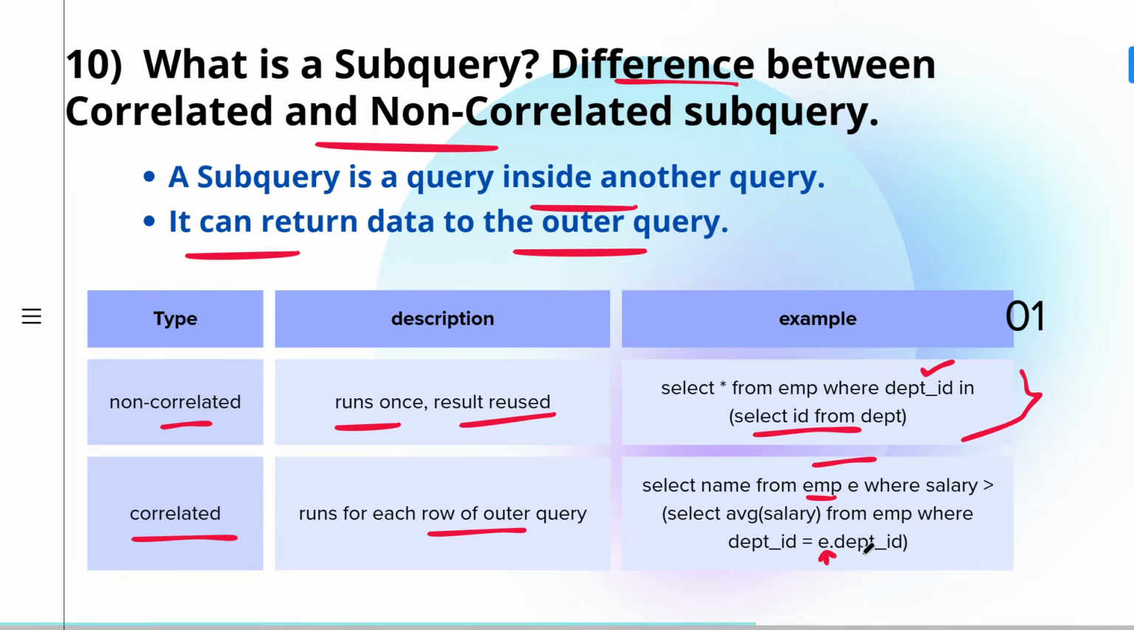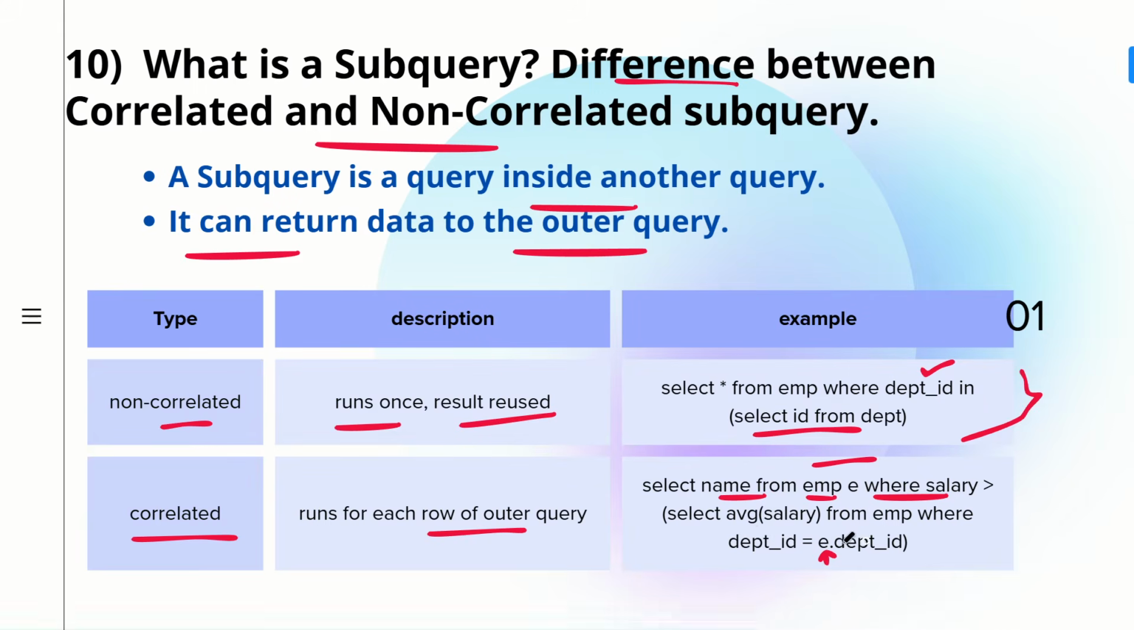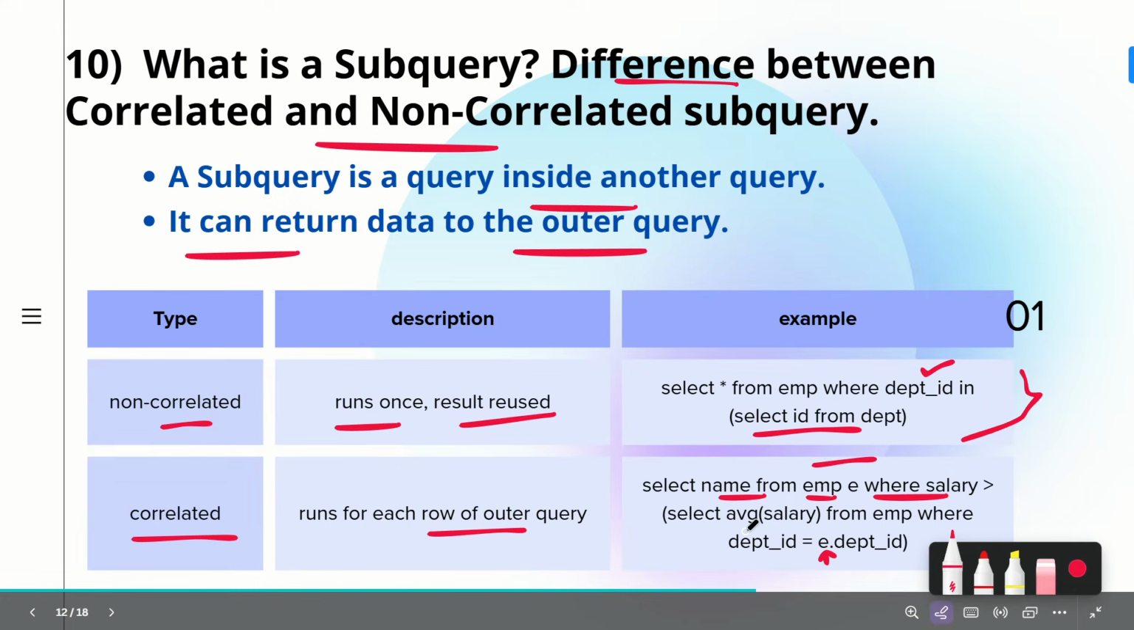It will have multiple rows. So e dot department id, for every employee, one by one their department ids will be replaced here, and then we are just getting the name where their salary is greater than the average salary. This is the example of a correlated query.